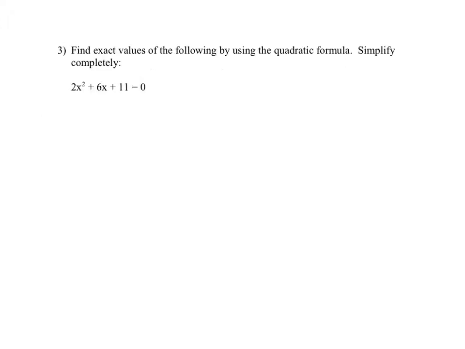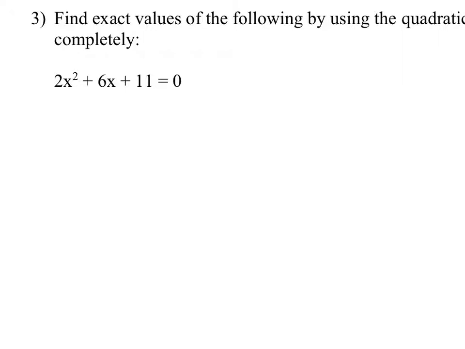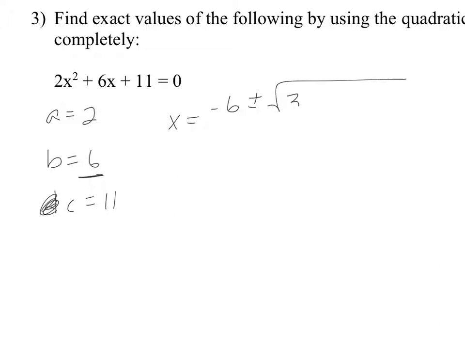Okay, and then finally, this one. We want to find the exact values again. Remember, exact value means leave it as a fraction, no decimals, or leave it as a radical, no decimals, or both. This is already standard form. So x equals negative b. Now, b is positive here, so negative b is negative. Plus or minus the square root of b squared minus 4ac all over 2a.